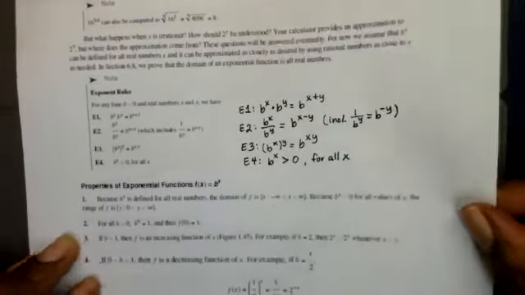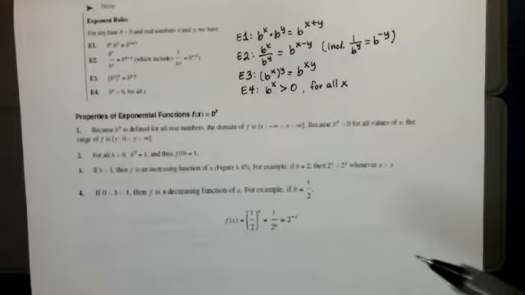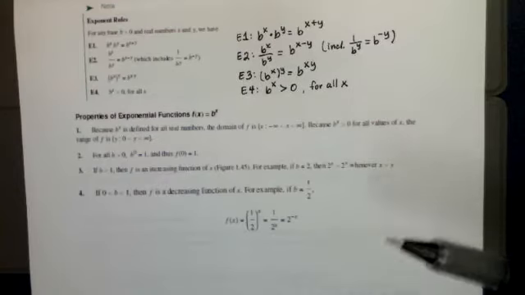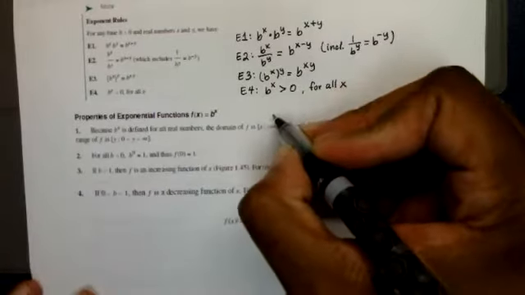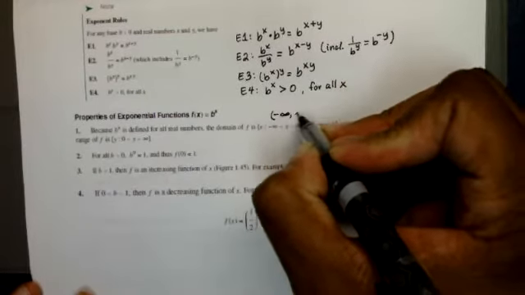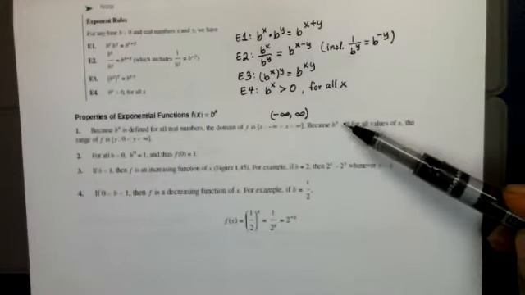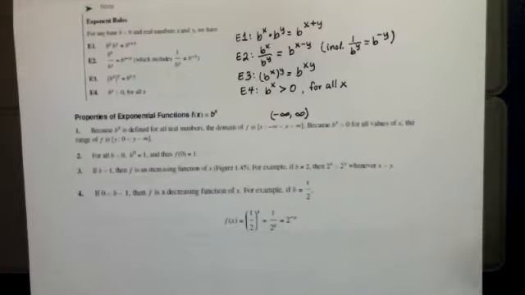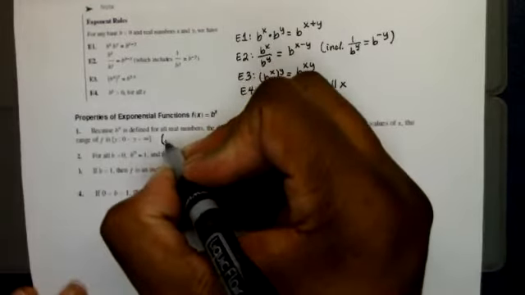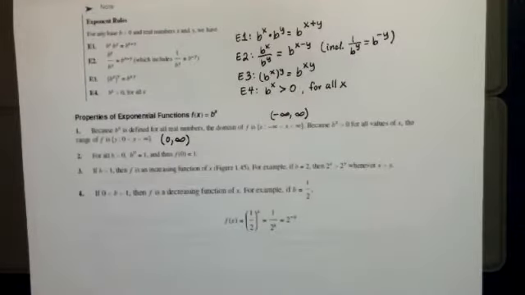Now let's look at some properties of exponential functions, which is f of x equal to b to the power of x. Here, b to the x is defined for all real numbers. That means its domain is going to be from negative infinity to infinity, which is how it is written in interval notation. And b to the x is greater than 0 for all values of x. That would mean that the range is only going to be from 0 to infinity, because b to the power of x is positive.